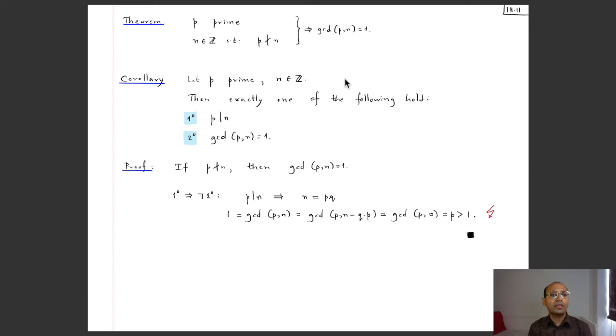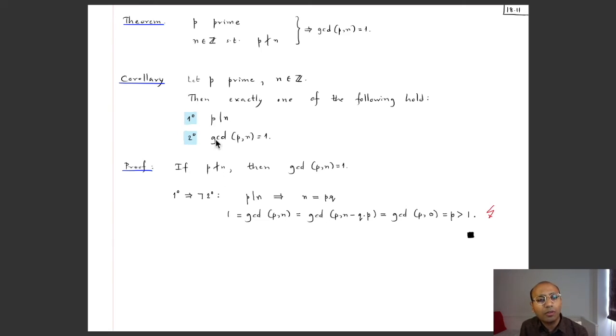And now using this theorem, let us prove the following corollary, which says that if p is a prime number and n is any integer whatsoever, then one and exactly one of the following two statements holds. Either it's the case that p divides n, or it's the case that p and n are coprime. So we have this dichotomy, and let us prove this.